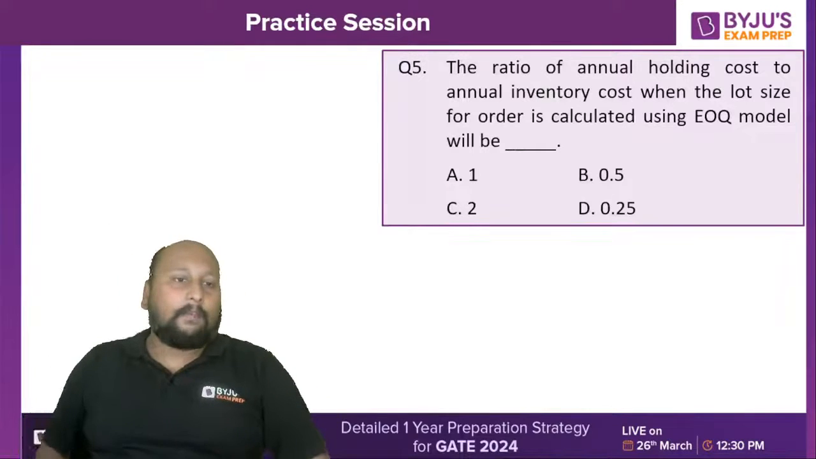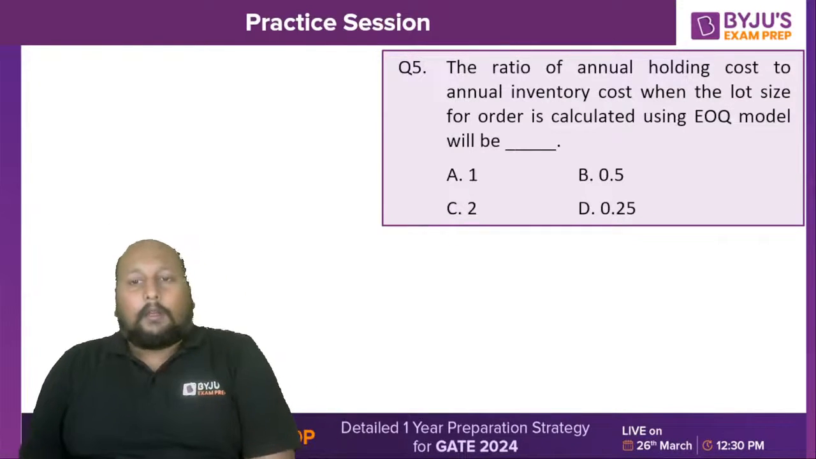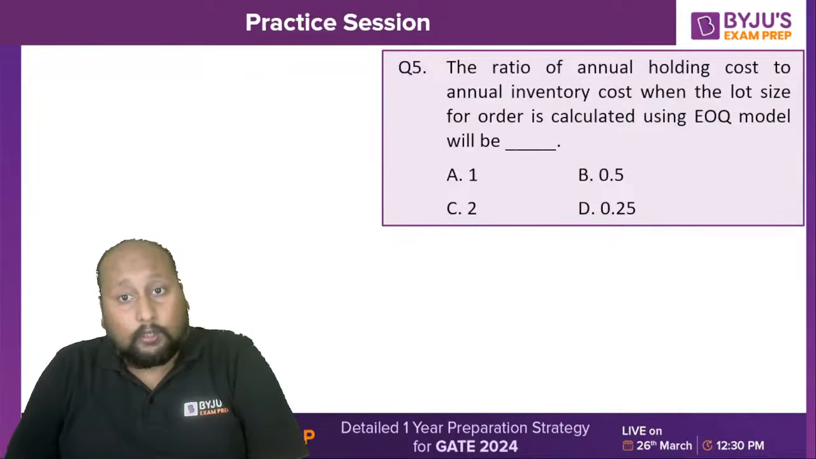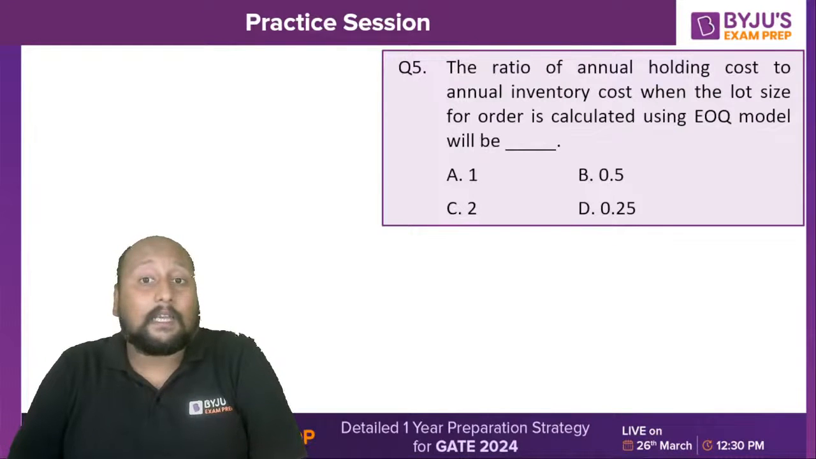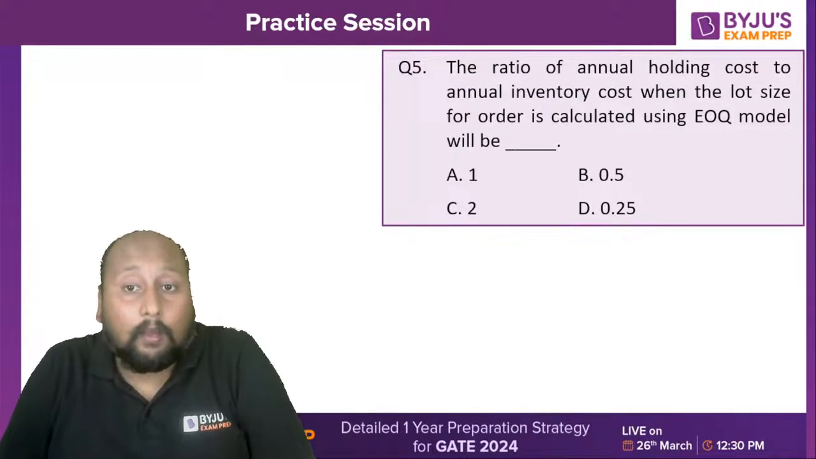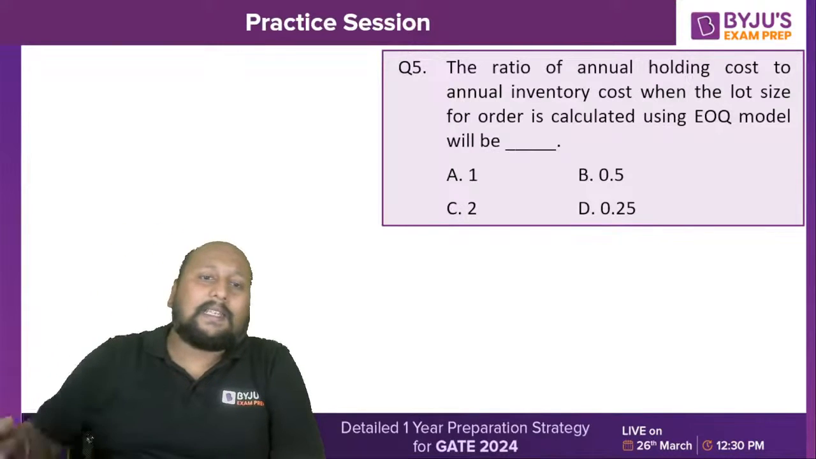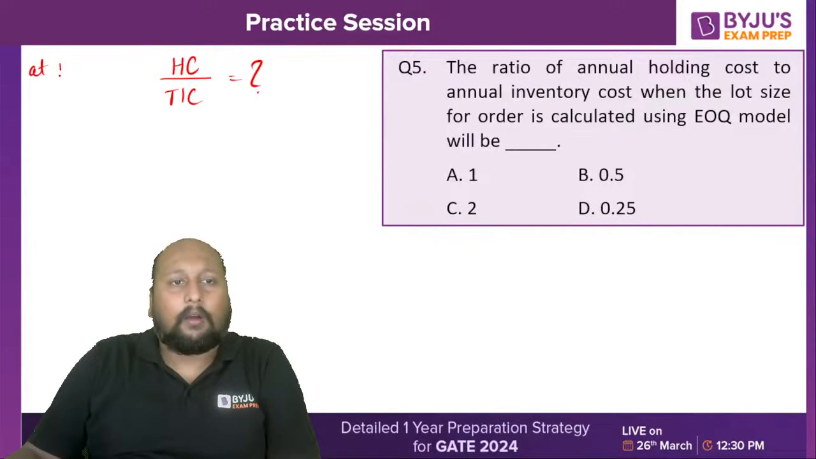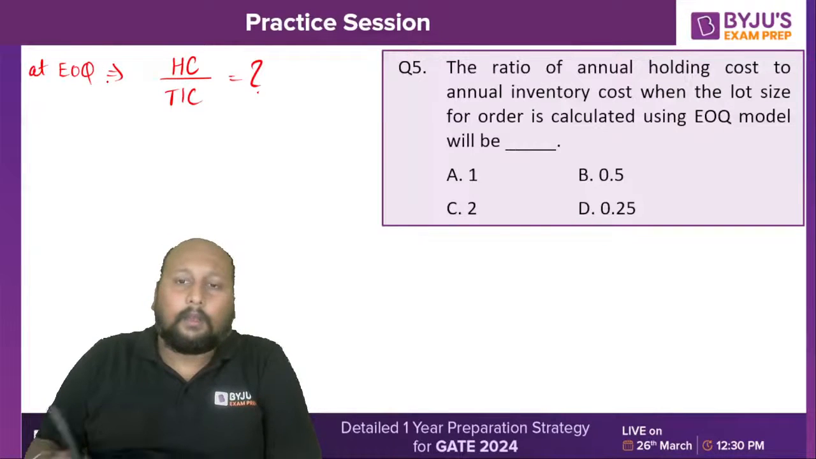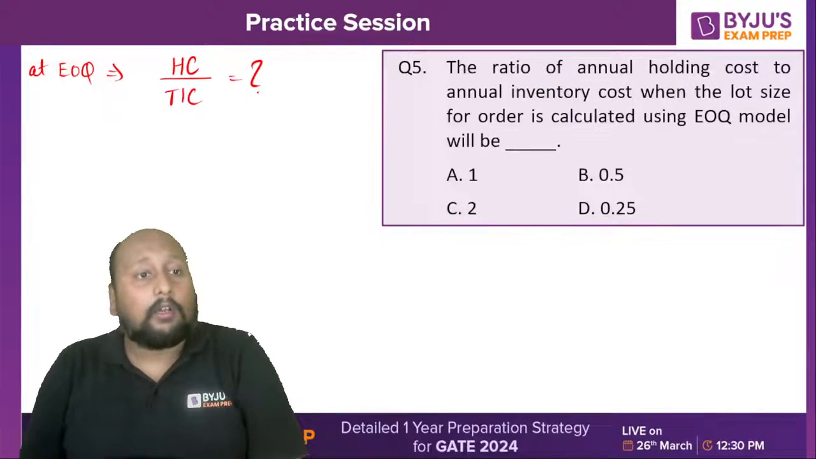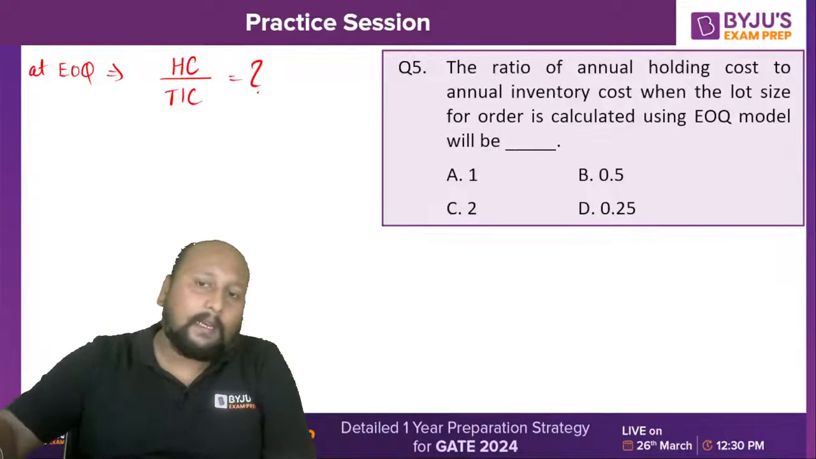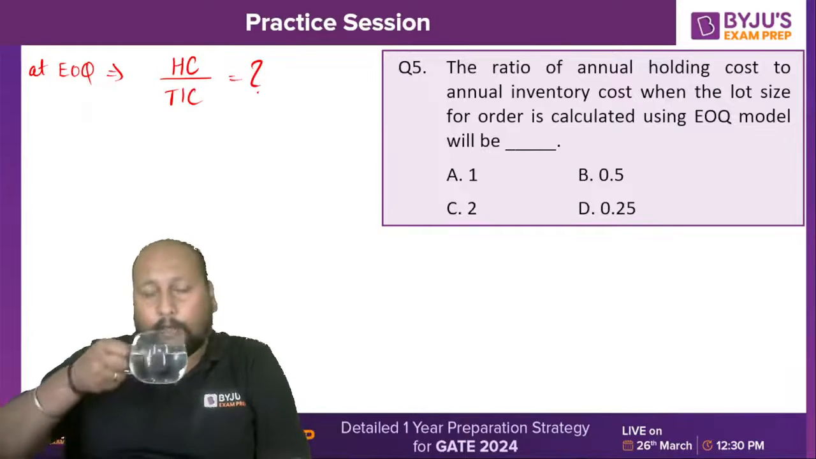Now let's see who will be giving me the answer. Very easy. The ratio of the annual holding cost to the annual inventory cost when the lot size for the order is calculated using the economic order quantity model will be. So they are asking what is the ratio of holding cost to total inventory cost, and that too at economic order quantity. Quickly, is it 1, 0.5, 2 or 0.25?